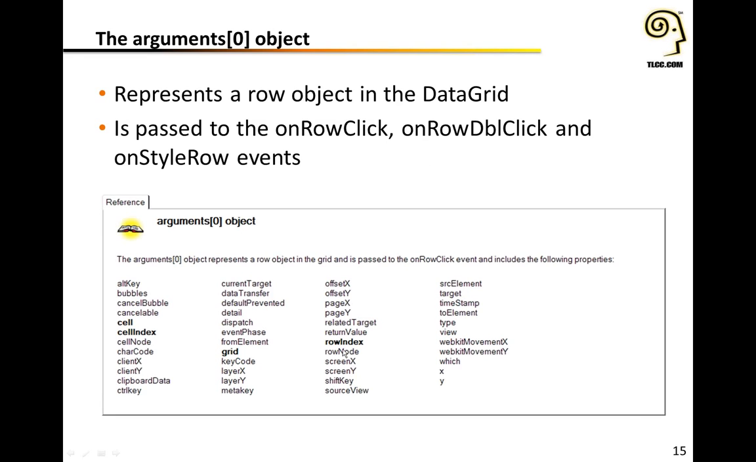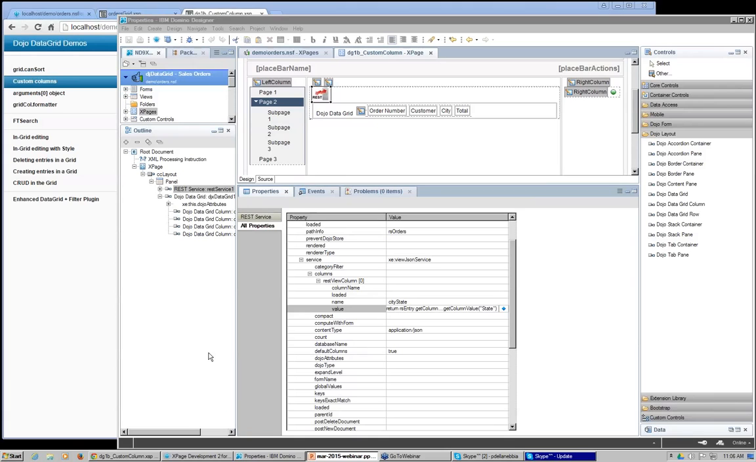And what it contains are properties like the row index for the cell where they clicked on a row, the cell index for the specific cell that they clicked in, the actual cell container where they clicked, and the grid that contains that particular cell, the entire grid, if you will. Now, there are a lot of other properties for the arguments[0] object, but those are the main ones that you'll tend to use.